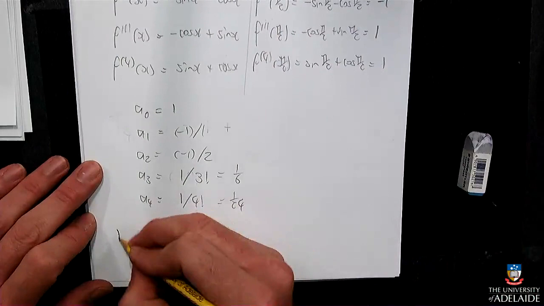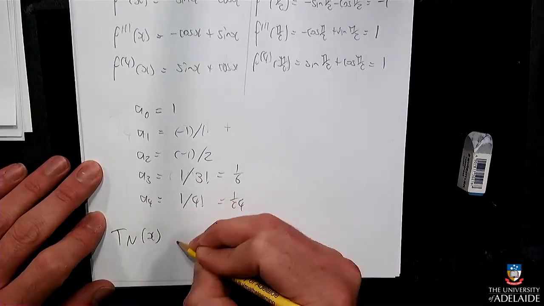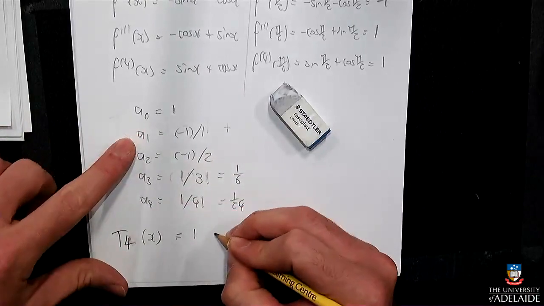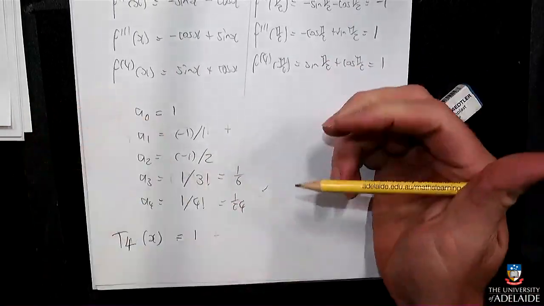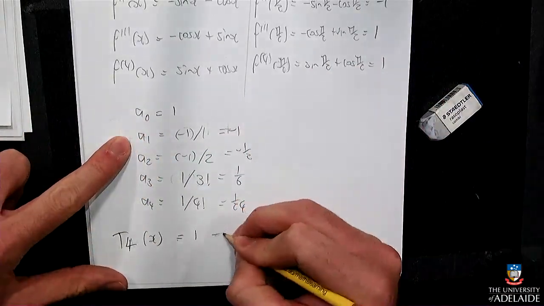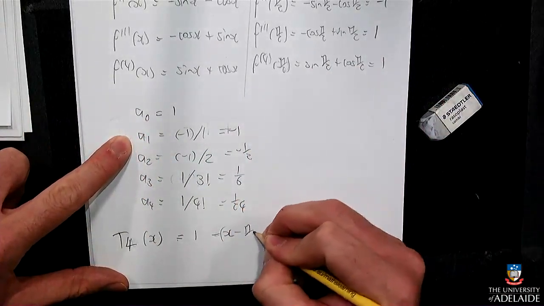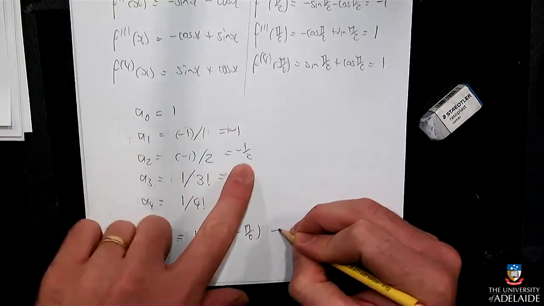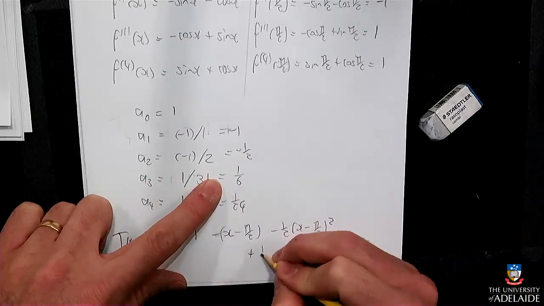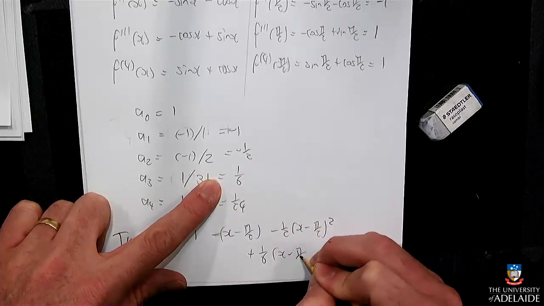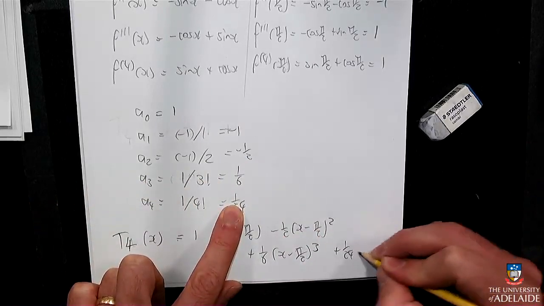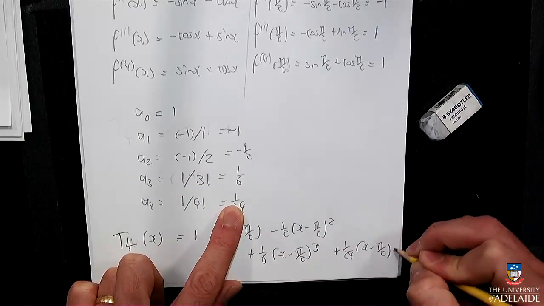Okay, so the Taylor polynomial of degree 4 is 1. So that's minus 1, that's minus a half. 1 minus x minus pi on 2 minus a half of x minus pi on 2 squared plus a 6th of x minus pi on 2 cubed plus a 24th of x minus pi on 2 to the 4.